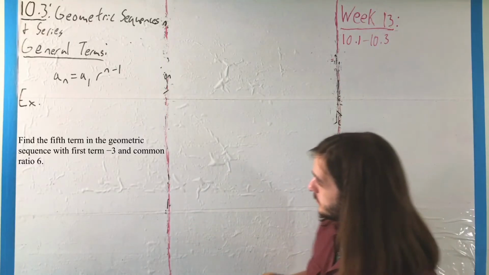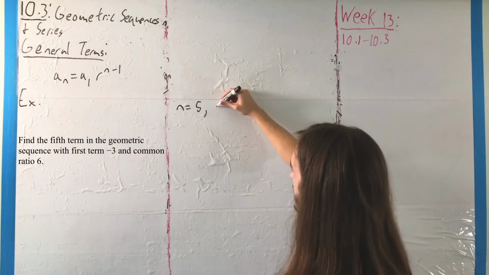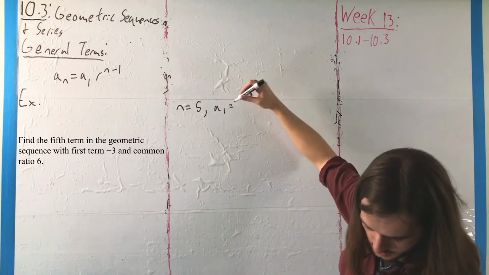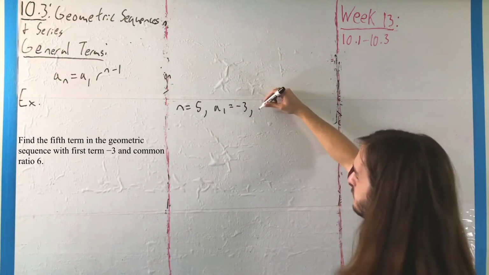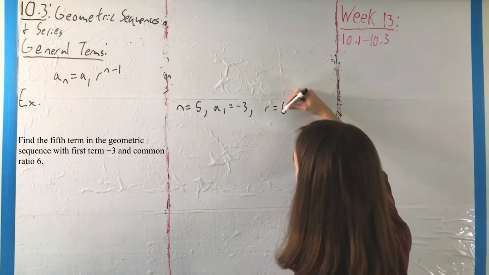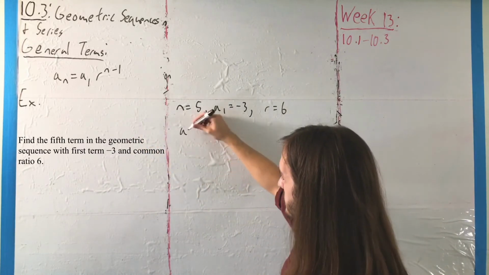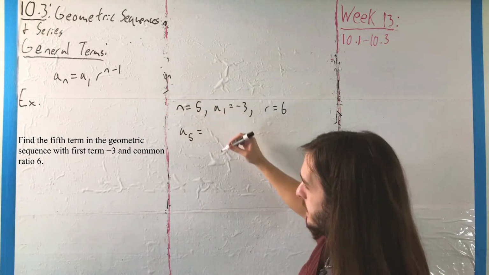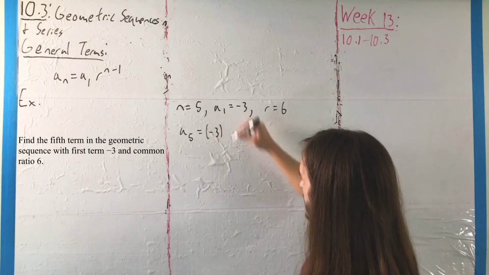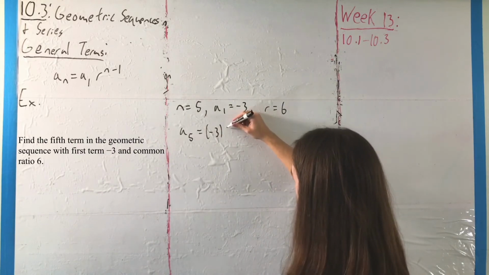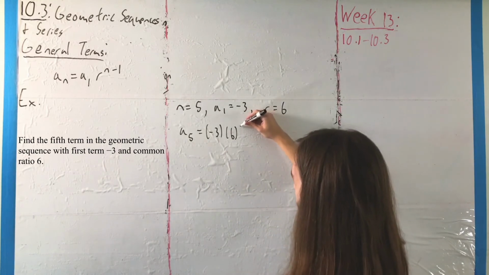So for this, we are working around, well, n equals 5. Our initial term here is a1 equals -3, and our ratio r is going to be equal to 6, which means that we want to find a5, which is going to have form a1, -3, times r, 6, oh boy, raised to the 5th power.